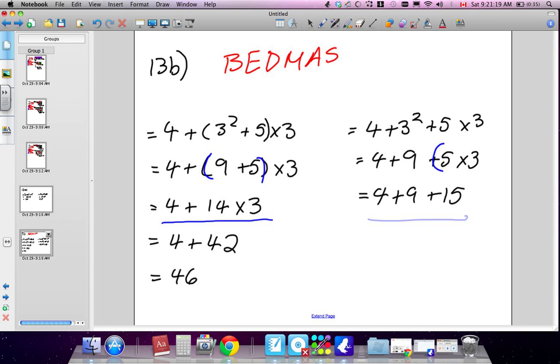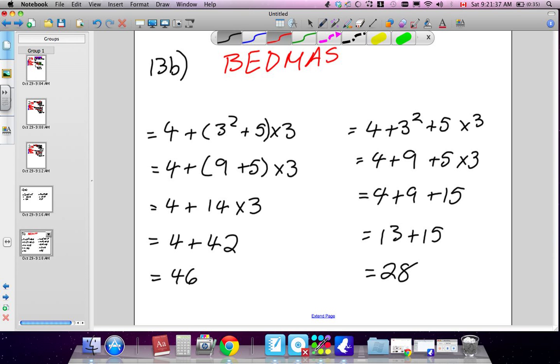Are we still on the same line where we were here? No. They dealt with the 9 plus 5 first because it was in brackets. We didn't. We went right to multiplication. So are we going to end up at the same answer? No, probably not. So 4 plus, let's continue it. 4 plus 9 is 13, and then finally, 20. Good.